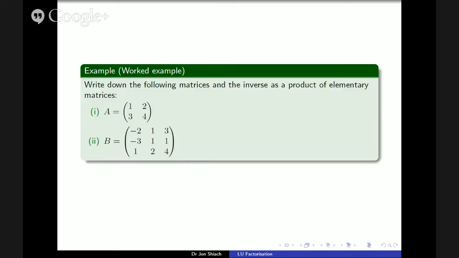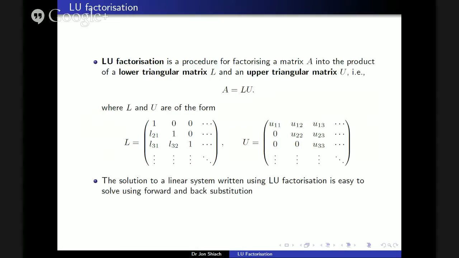Okay, that's elementary matrices. This brings me on to what I really wanted to cover today. This is a method of LU factorization. Now, this is a method of solving linear systems. It's a procedure for factorizing a matrix A, and what we do is we factorize it so it's equal to the product of a lower triangular matrix L and an upper triangular matrix U, hence LU.